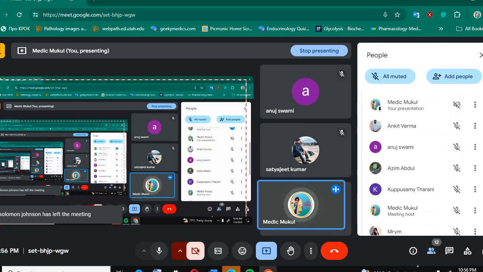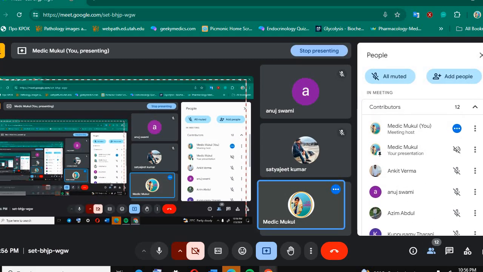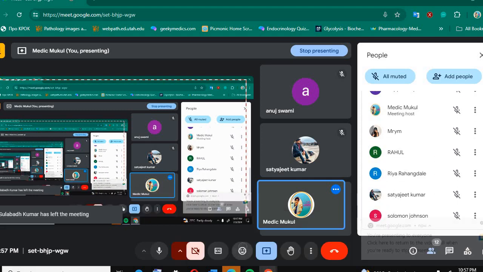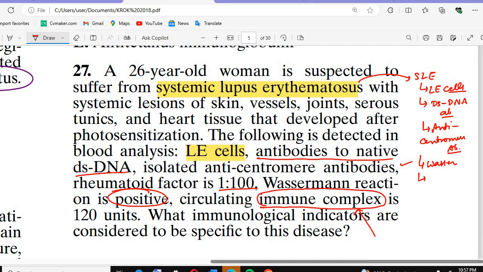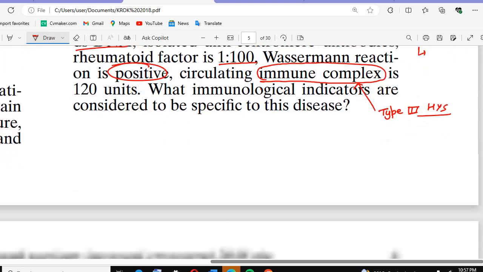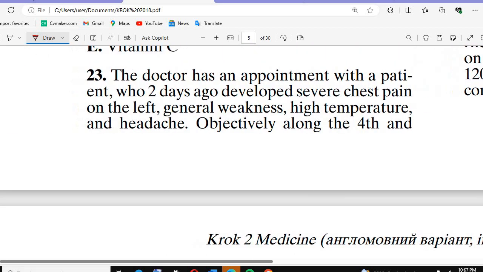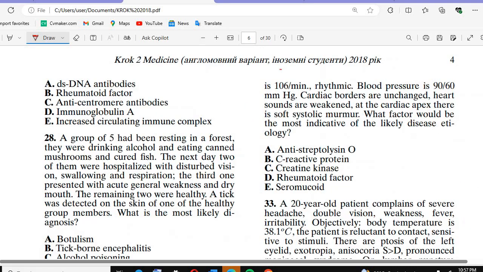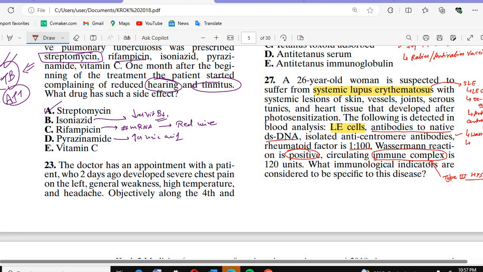So this is type 3 hypersensitivity, the immune complex. What immunological indicators are considered specific to this disease? Let's see the options. The option is double stranded DNA antibody. In the question itself they have mentioned that in SLE there are antibodies to native double stranded DNA. Along with that, we have seen isolated centromere antibody, Wassermann reaction is positive, and immune complex, type 3 hypersensitivity, is also there.